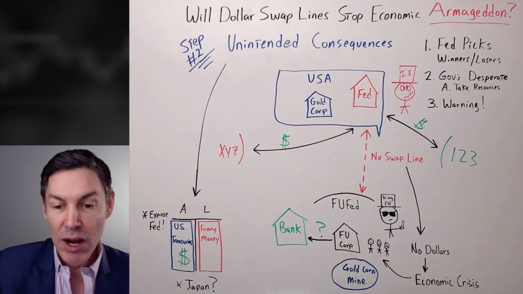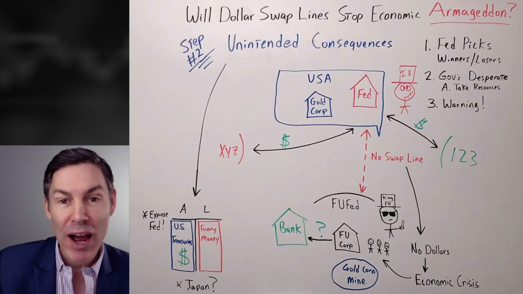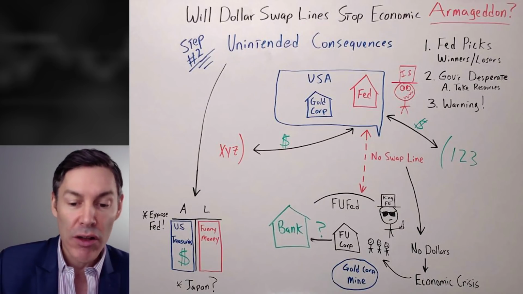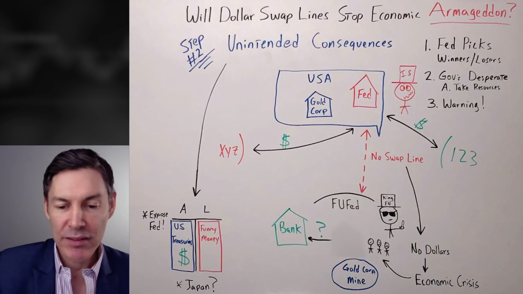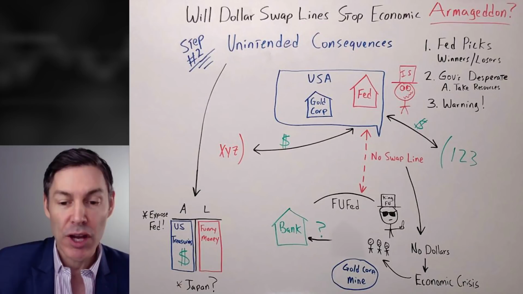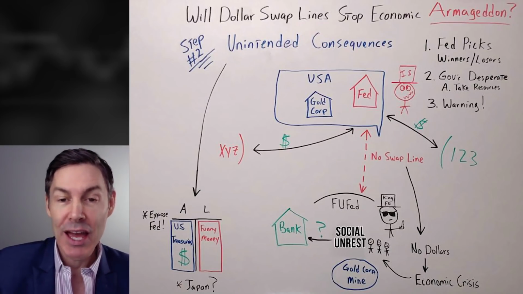So because they don't have a dollar swap line, they don't get the dollars they need. This creates an economic crisis because FU Corp can't service its dollar-denominated debt. FU Corporation then goes bust, and all of their employees can't buy goods and services. You have social unrest, and they get angry at King FU.